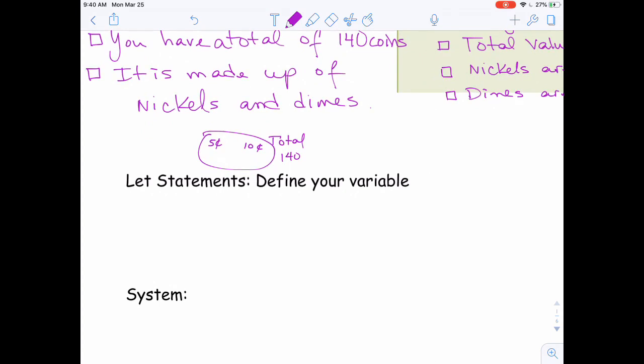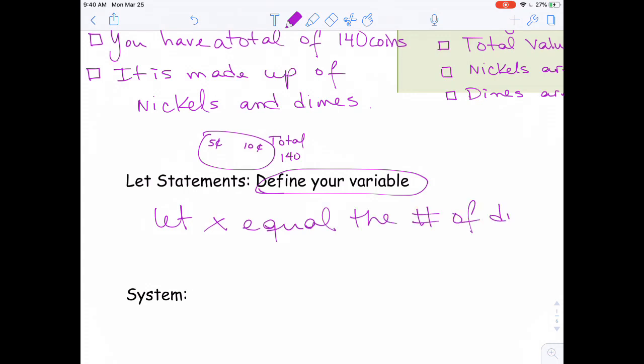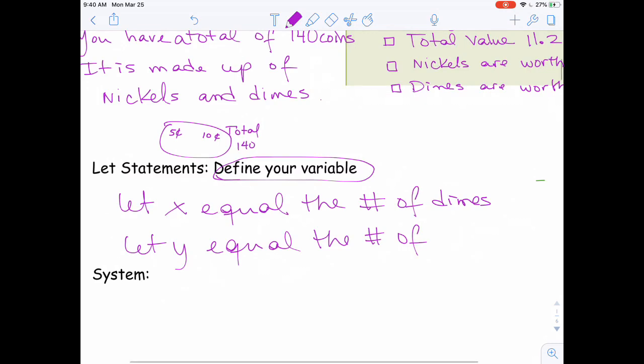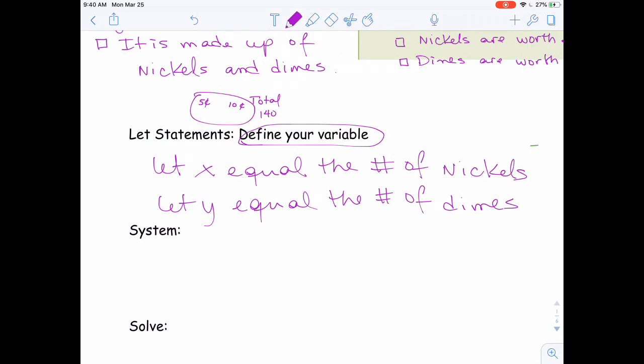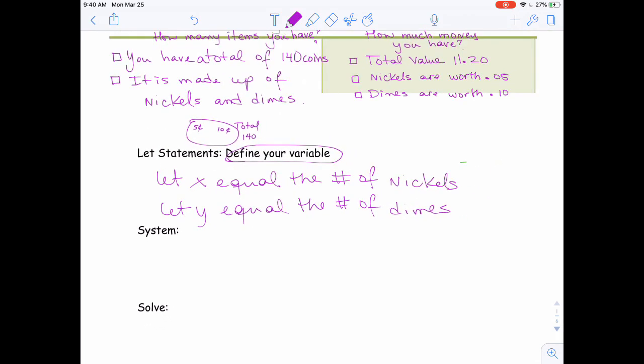Now when we define the variable, think about what we don't know. Let x equal the number of nickels, and let y equal the number of dimes. We can start with nickels, and this is dimes. Okay, that's better. When we write the system of equations, we use the conditions that we identified.